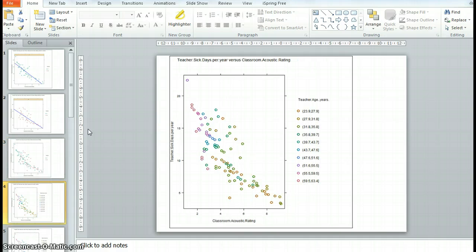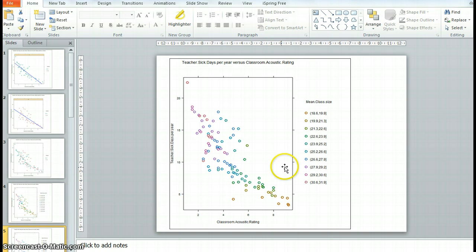Here's a third comparison, same graph, but we've got a third variable, and this is to do with the teacher's age. It's a bit hard to see on here, but the brown, this colour here, are younger teachers, and the purple over here are the older teachers. It looks like the older the teacher, the more days off they have. So there's a third comparison or a third idea that you could discuss.